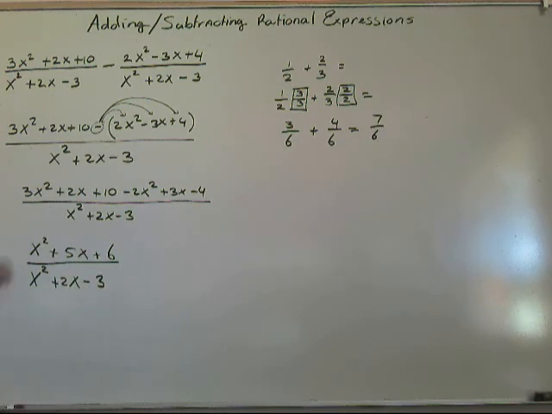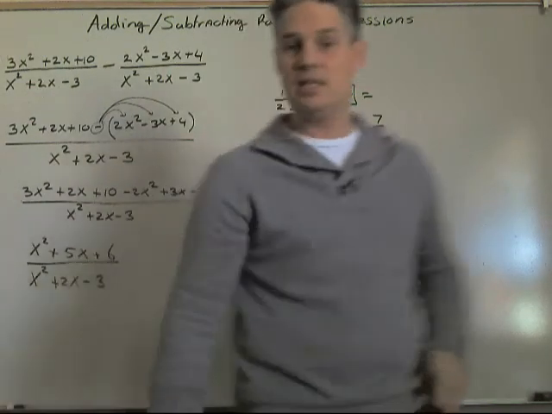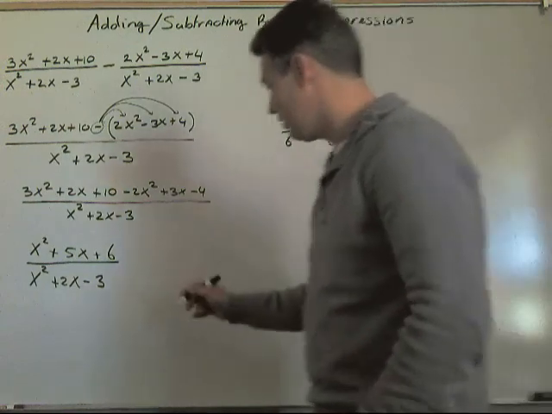So here, we combine the numerators. Now, we don't know if this is the simplest form yet, because we need to factor the numerator and denominator, and maybe there's going to be a factor that the two have in common. We can cancel that out and get a simpler version of this.